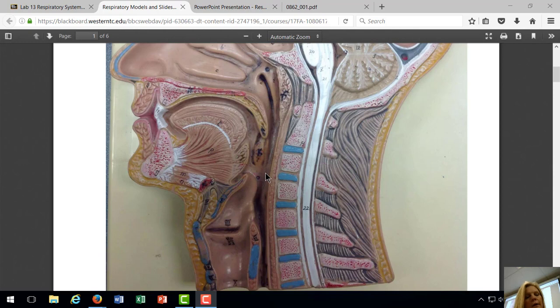And then from the tip of the epiglottis down to where the esophagus begins, so here's the esophagus, we can see there's two passageways, so this is where the pharynx divides. Air goes this way, food goes this way. So from the tip of the epiglottis to the beginning of the esophagus, this region here is the laryngopharynx.